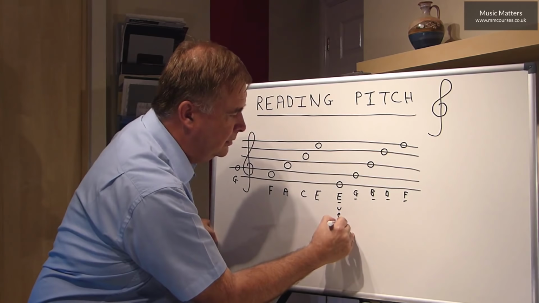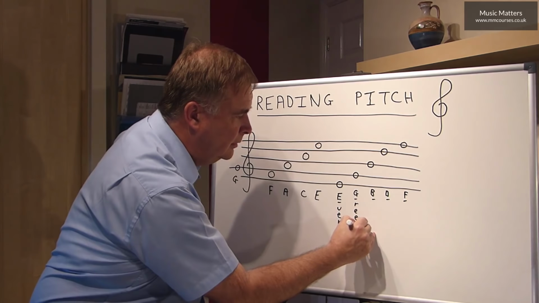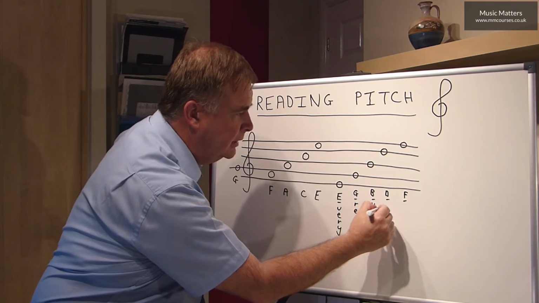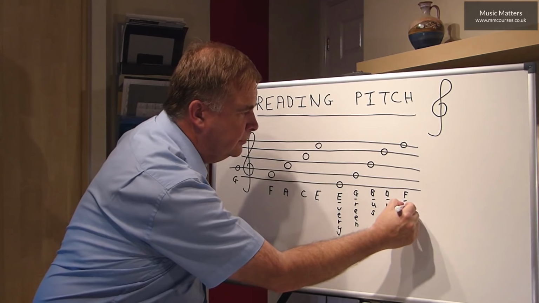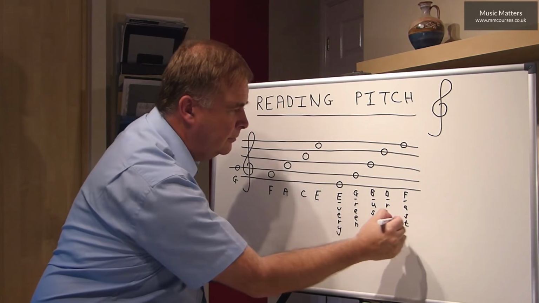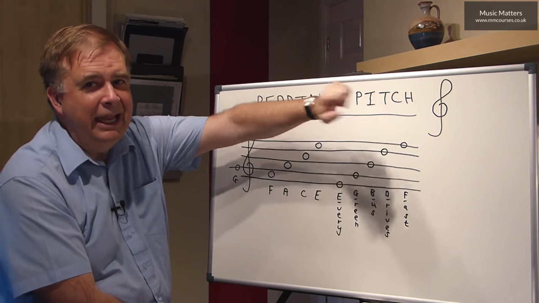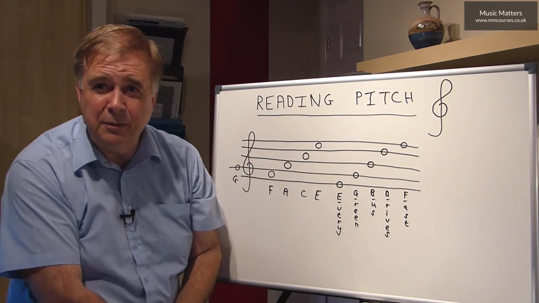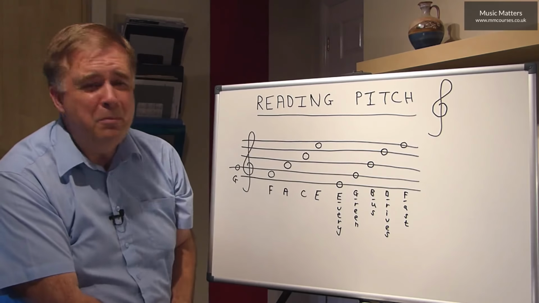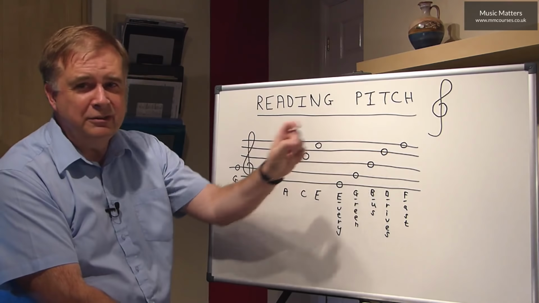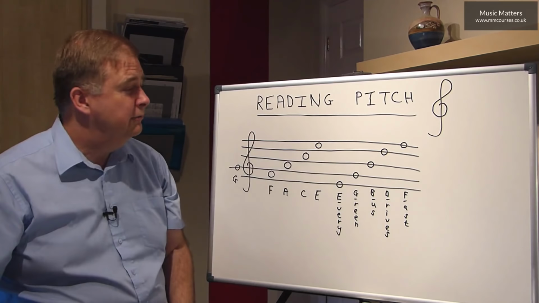Every green bus drives fast. E, G, B, D, F. It's a load of nonsense because I'm sure red buses drive just as fast as green buses, but it's just a way of remembering these notes. Every green bus drives fast. So face for the spaces, every green bus drives fast for the lines.